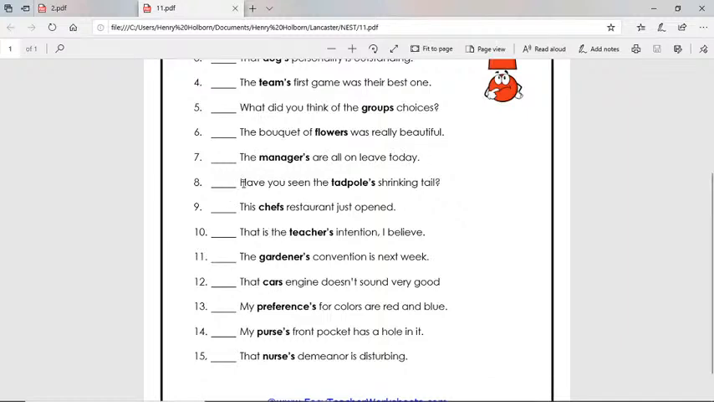Question 8. Have you seen the tadpole's shrinking tail? A tadpole, by the way, is a baby frog, or a little spawn before it becomes a frog, and they have tails, just in case people were getting confused with the vocabulary there.